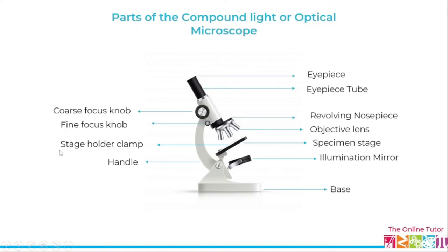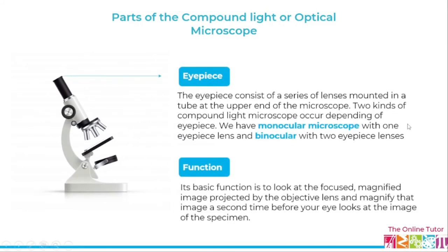We have a handle. Then we have, as you can see, some line over here. That is what we call the stage holder clamp. It is actually a clamp that is found on the stage and it's used to hold the prepared slide in position so that you can easily observe your specimen. Then we have these two. They are what we call the coarse adjustment or the coarse focus knob and then the fine focus knob. So the bigger one is called the coarse focus knob, and then the smaller one is what we call the fine focus knob. Now let's have a look at the functions of each of these parts of the microscope.